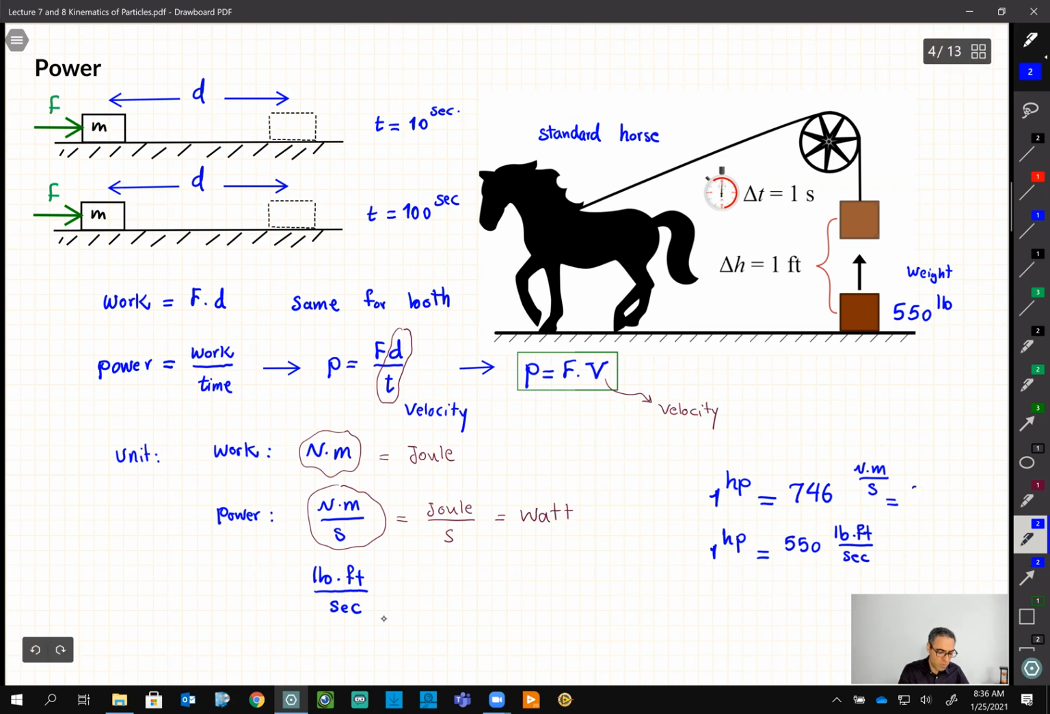So it's equal to 746 watt, right? Remember, this unit has a name, and this name is watt, but this other one doesn't have a name.